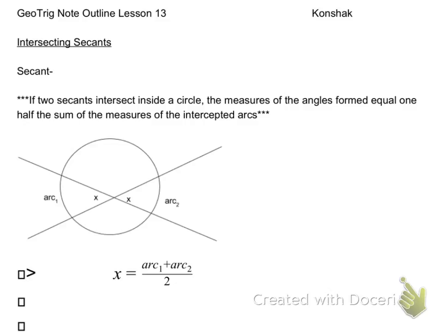A line that intersects a circle. Right, it's a line that intersects a circle at 2 points. So it's basically, look below there on the circle, we have two secants crossing inside a circle. Those are both secants because they touch the circle at two different spots. Line that intersects at 2 points.